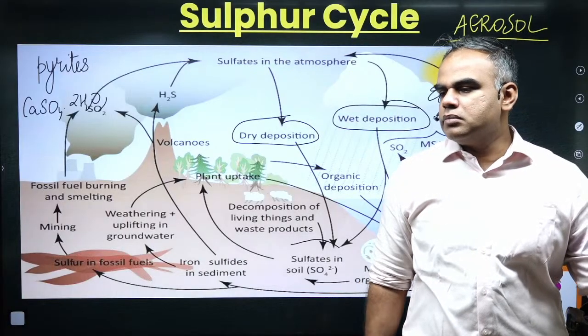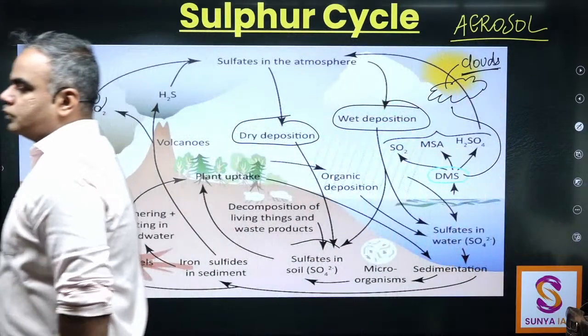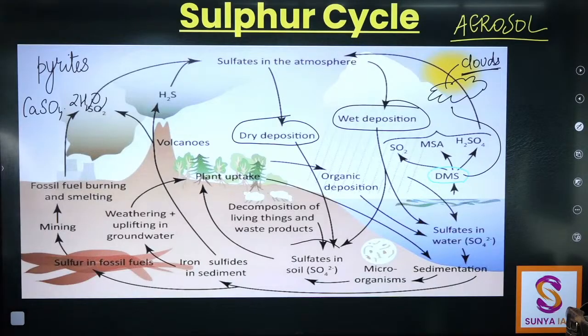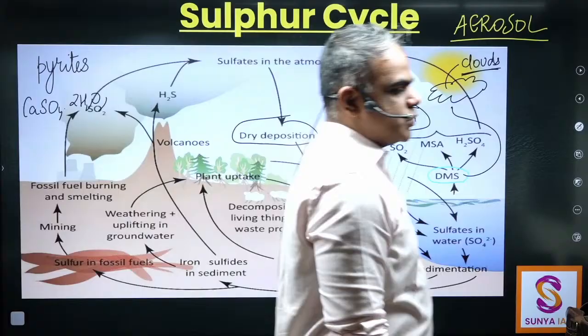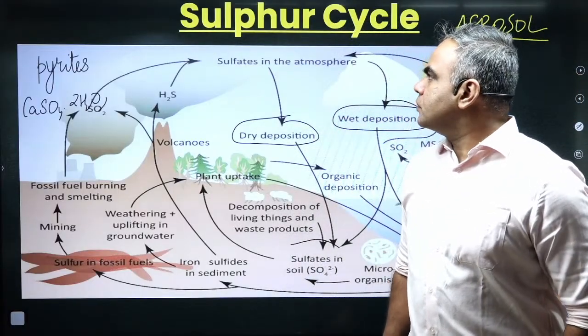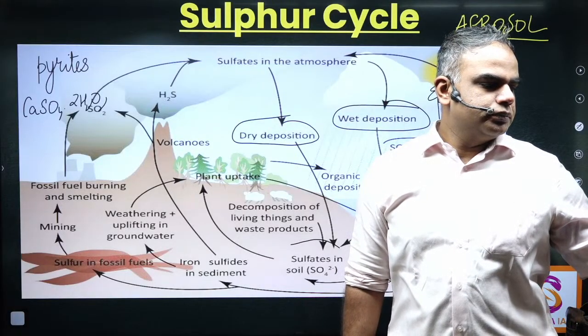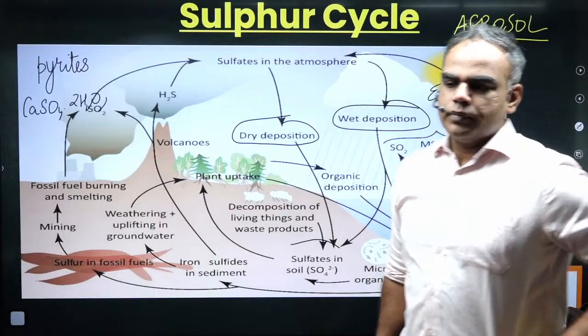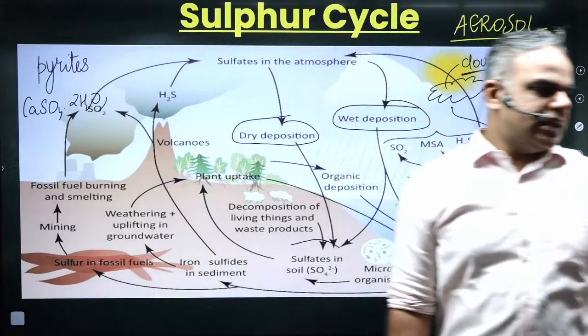Next, also write down last one: volcanoes. You can write volcanoes release H2S. That's it. Now come to processes in the sulfur cycle. Some terms, etc. we'll see one by one.